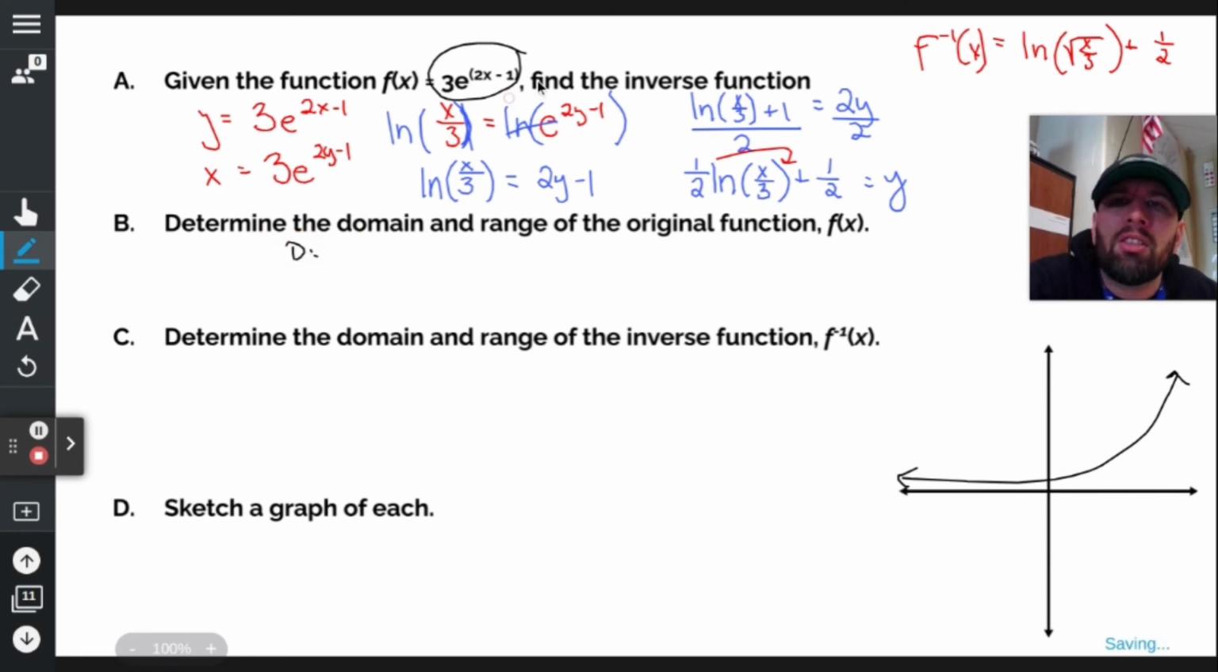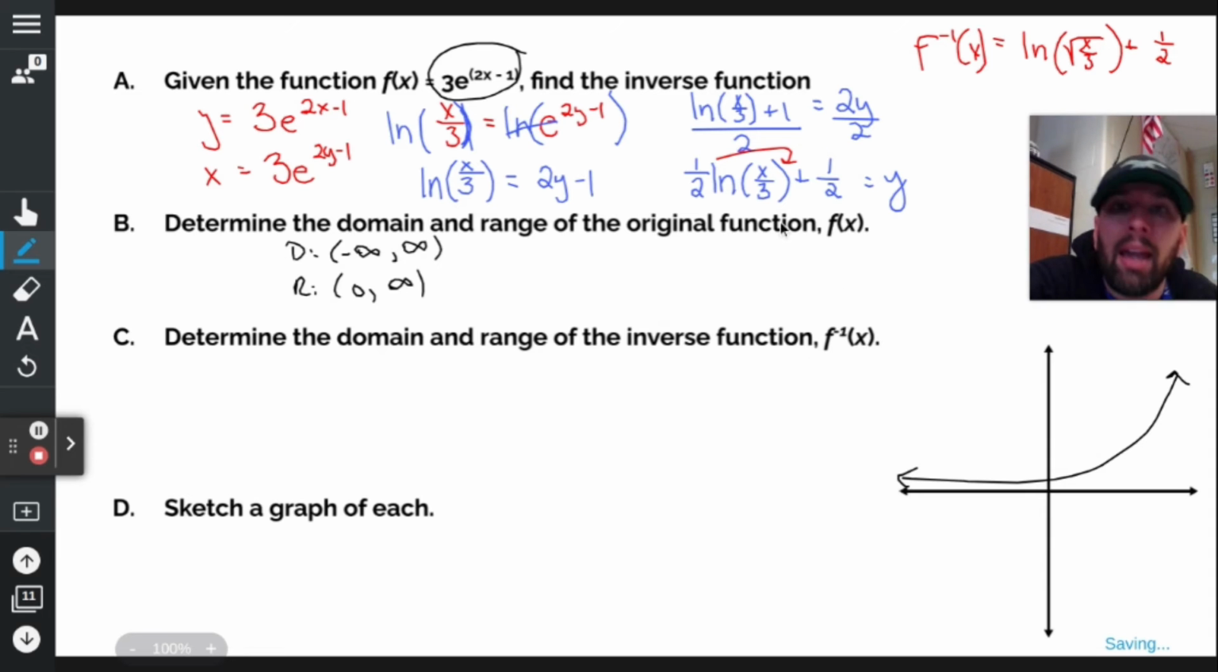The domain of the original function is I get to plug in whatever I want. You can't stop me. The range is I'm still going to flatten out at 0 and go all the way to infinity, because I'm not adding or doing anything on the outside. So my range is going to be 0, flattening out, to infinity.